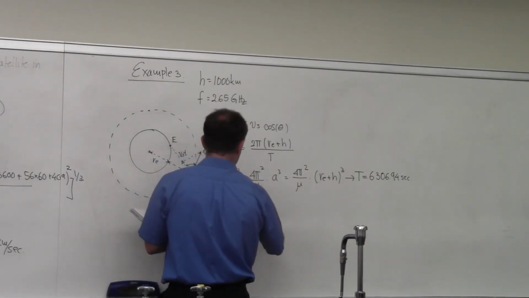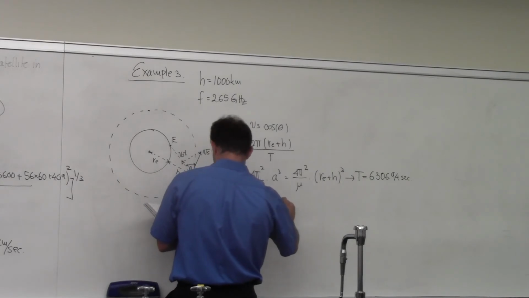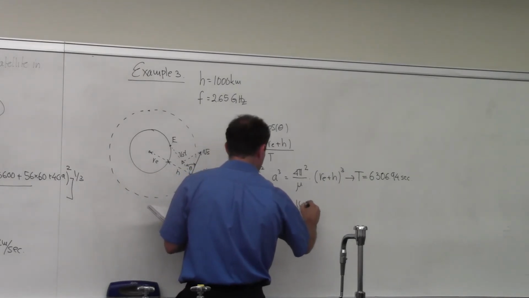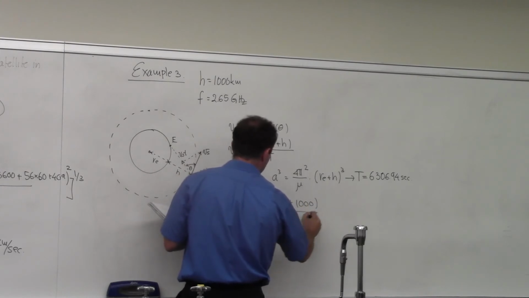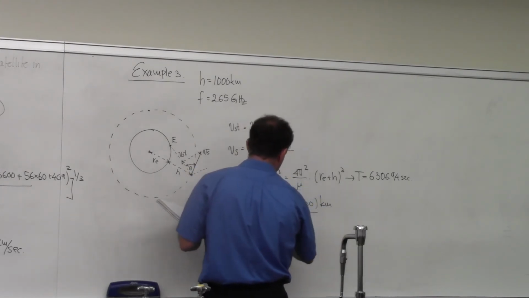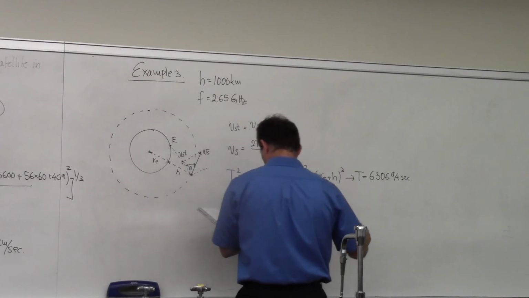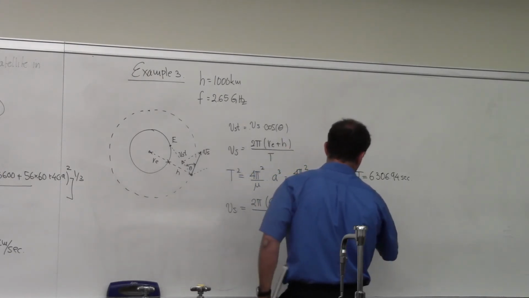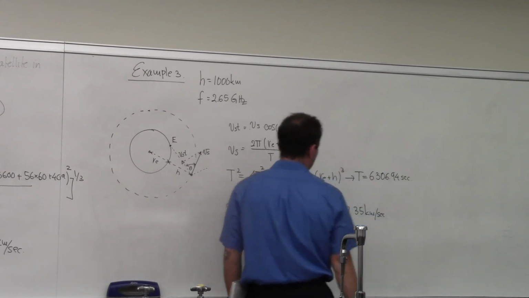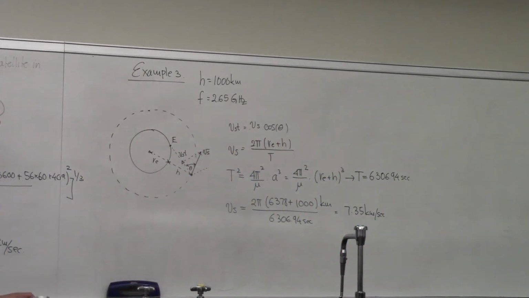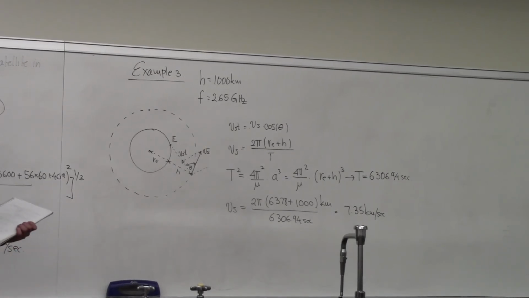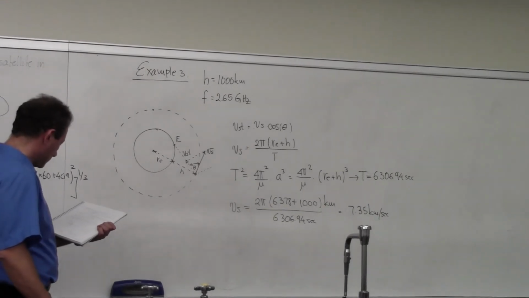the satellite is 2 pi times (6378 plus 1,000), in kilometers, divided by 6,369.4 seconds. So that gives you a velocity of 7.35 kilometers per second, which is along the lines of what we expect. Remember, it has to be somewhat smaller than 7.7 kilometers per second, and since this is a LEO satellite, it's close to that value. Now, how do we determine this angle theta?